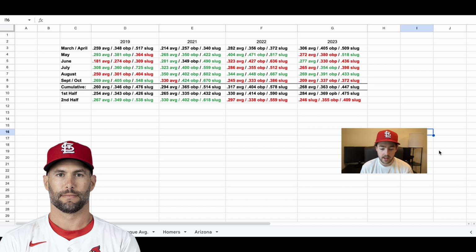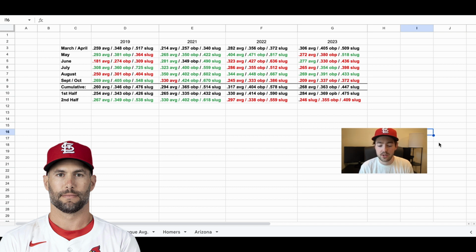And if it were true that he does get off to cold starts, you would expect to see an increase from month to month. You would expect to see it be green in May or June, and this set of data doesn't necessarily show you that that's the case.